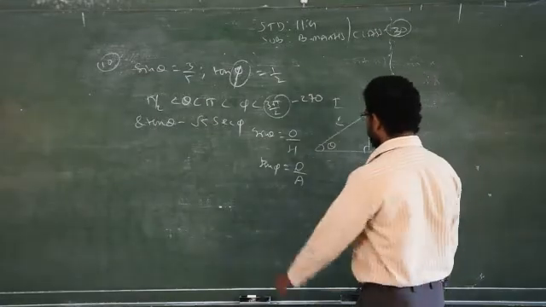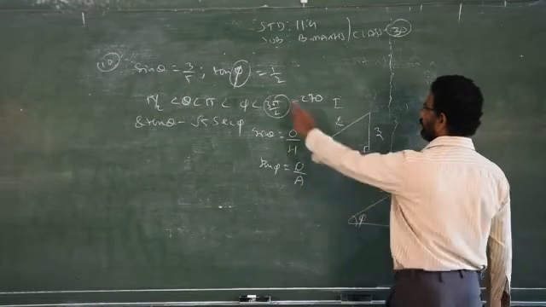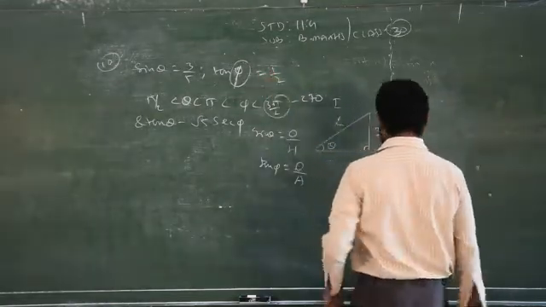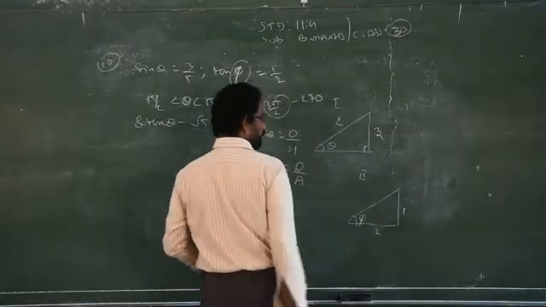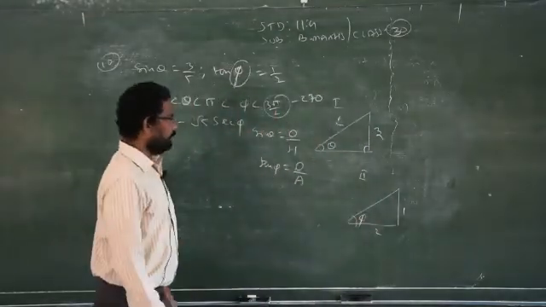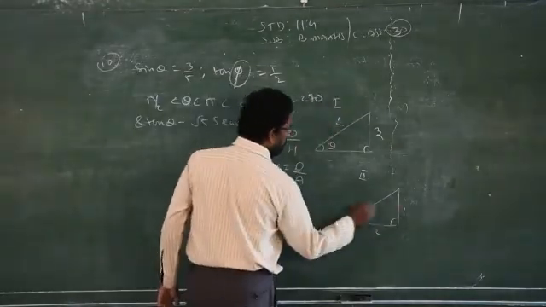Then next one, tan phi is equal to opposite by adjacent. What is our opposite side? It is given as 1. So 1. Then the adjacent side is 2. So here you have to find out the hypotenuse. To find the hypotenuse you have to square these, and you will get root 5.